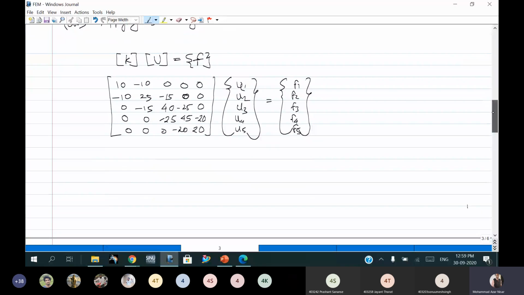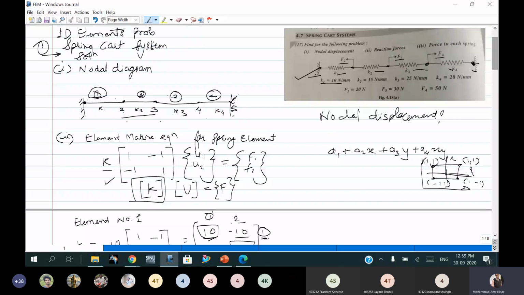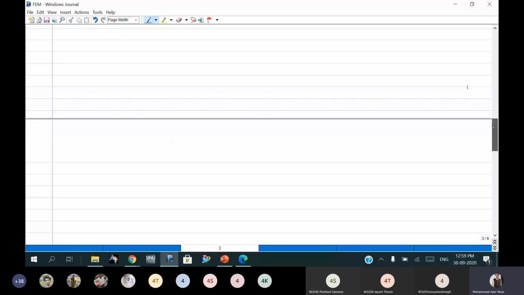Okay, so now after imposing all these conditions, you can see in this diagram also, the node number 1 and node number 5 are fixed, there is no displacement. So the first condition is u1 equal to u5 equal to 0. As it is fixed, there will be no displacement.